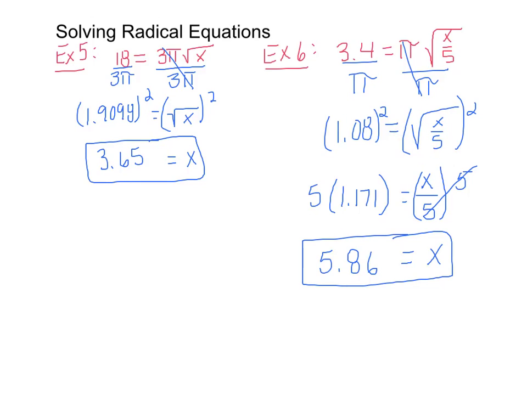To get rid of the square root, I'm going to square both sides, okay? And that gives me approximately 1.171, and that's equal to the x over 5. To get rid of the divided by 5, the inverse operation is multiply by 5. So I'm going to multiply by 5 on both sides, and I get approximately 5.86.